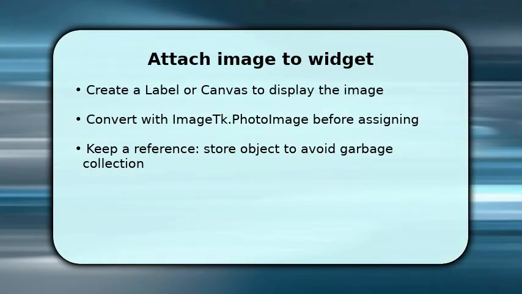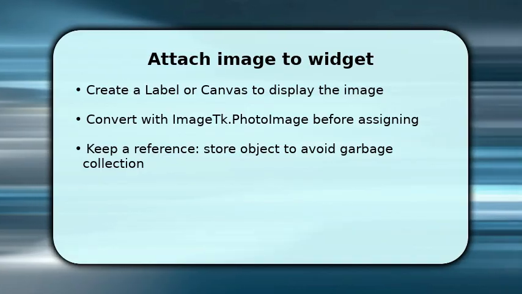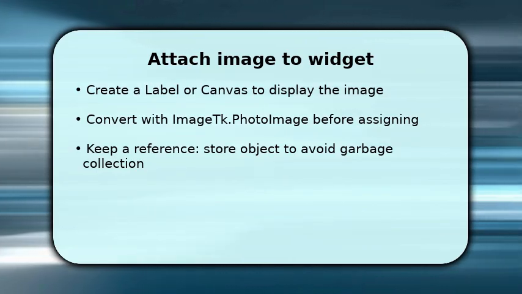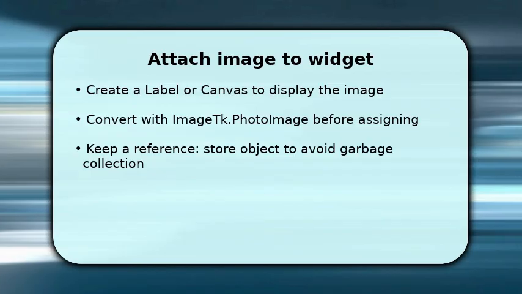Now you convert and attach the image to a widget. After resizing, make photo equals ImageTk.PhotoImage(image), then create a label, Label(root, image=photo), or use canvas.create_image(x, y, image=photo). Importantly, keep a reference like label.image = photo or a global list so Python won't garbage collect it, otherwise the image disappears.